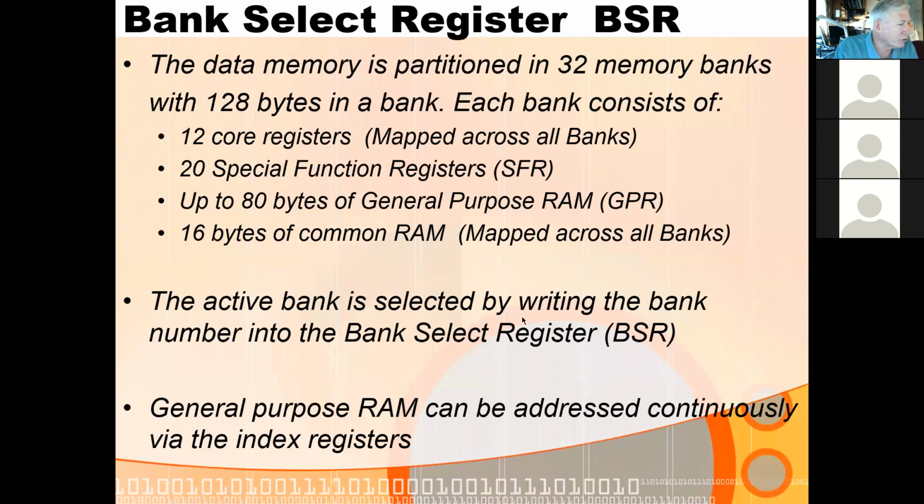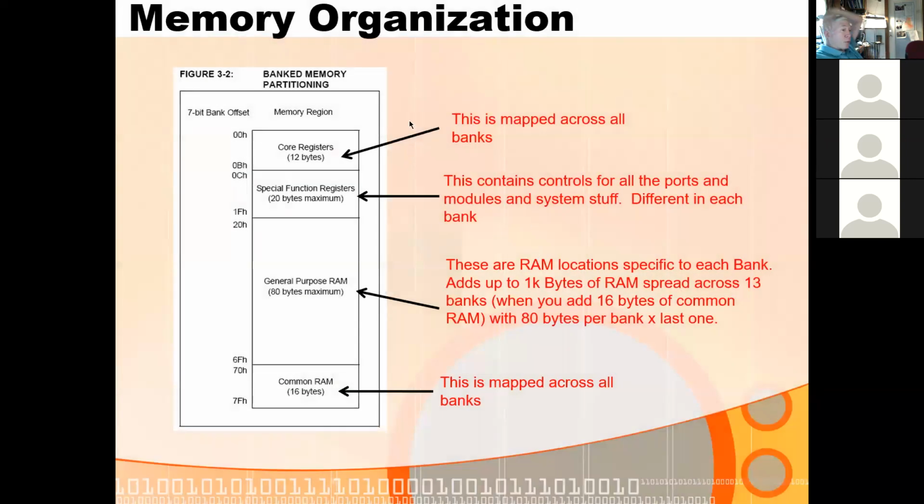The active bank, of course, is selected by writing the bank number into the bank select register. It will be a 5-bit number because there are a maximum of 32 banks, numbered 0 through 31. Now, if you want to have a block of RAM that's bigger than these continuous 80 bytes, then you have to use indirect addressing, because otherwise it would break across one of these memory banks, and it would be very tricky to write a routine to take that into account. I guess you could. So here's what that memory looks like.